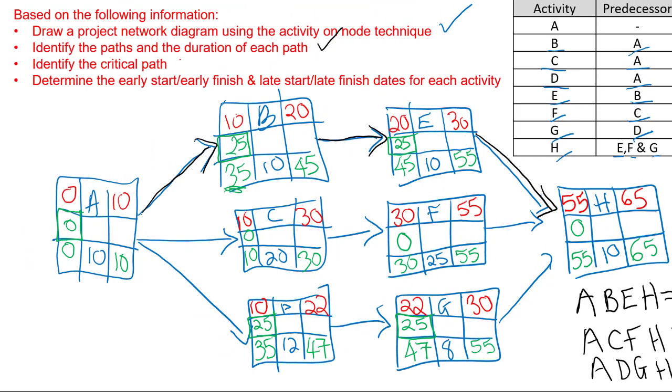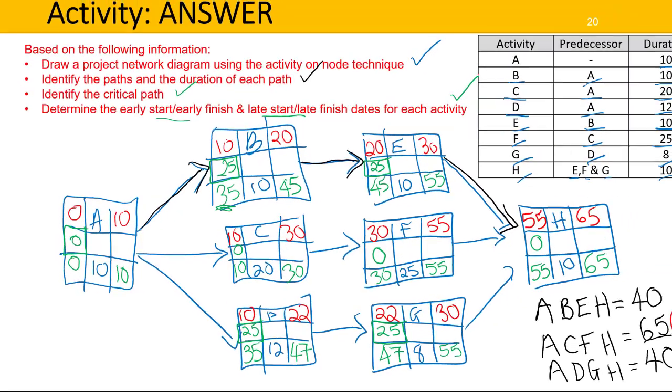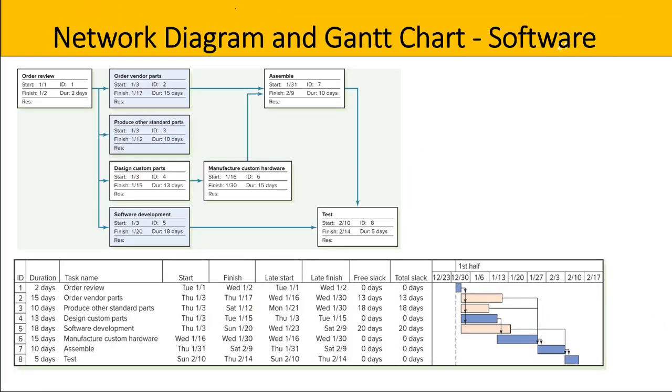So we've identified the critical path and we've determined the early start and finish and the late start and finish, and so we've completed that last activity. On a final note, we'll look at network diagrams and their relationship to Gantt charts and how it appears when using software such as Microsoft Project.